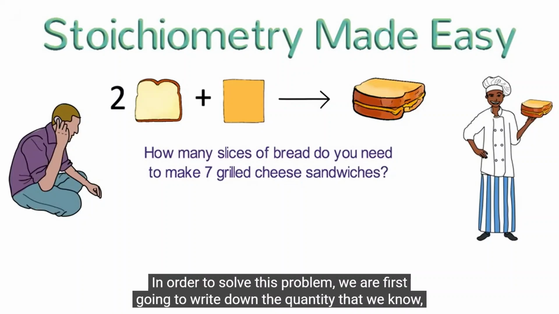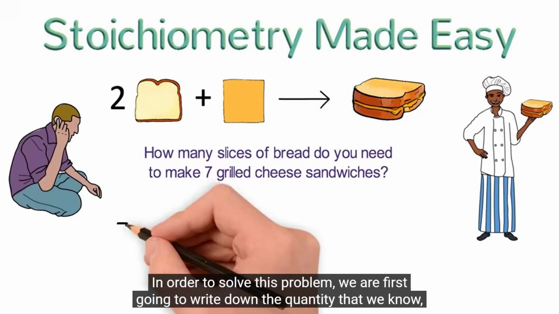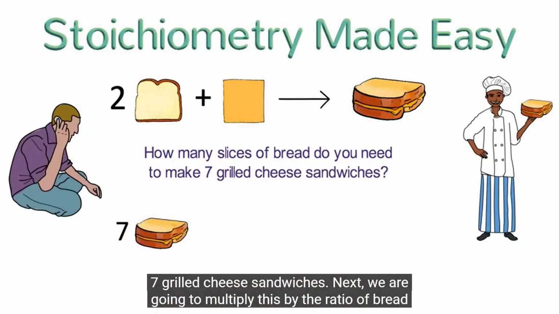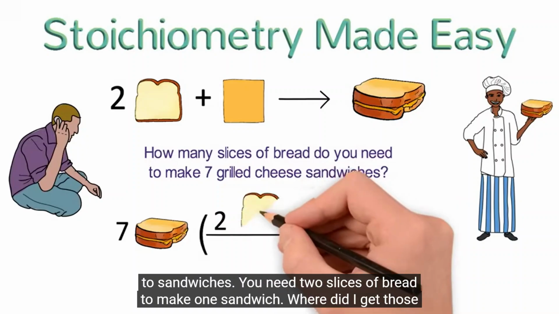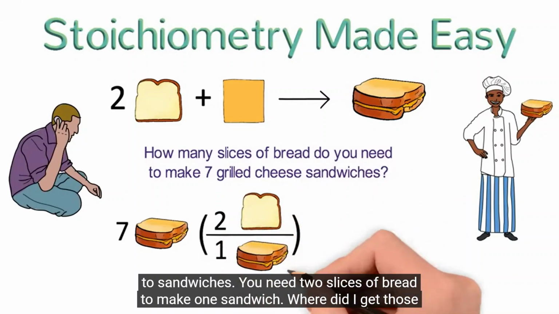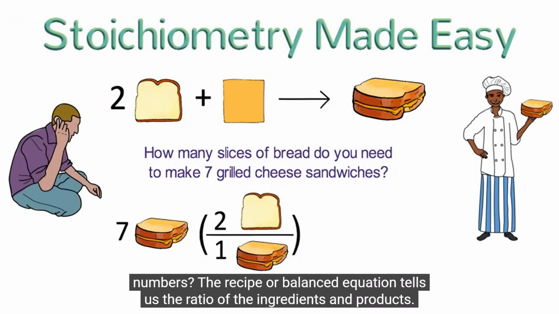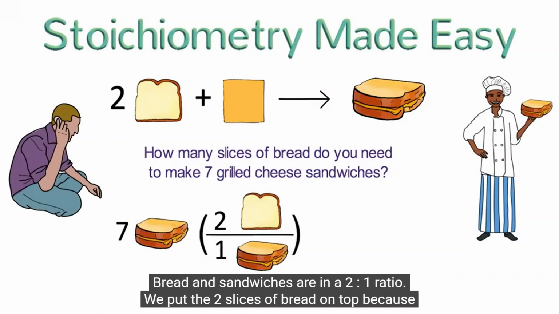In order to solve this problem, we are first going to write down the quantity that we know, 7 grilled cheese sandwiches. Next, we are going to multiply this by the ratio of bread to sandwiches. You need 2 slices of bread to make one sandwich. Where did I get those numbers? The recipe, or the balance equation, tells us the ratio of the ingredients and products. Bread and sandwiches are in a 2-to-1 ratio.